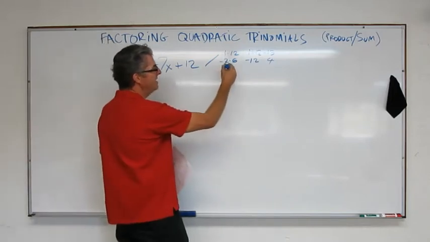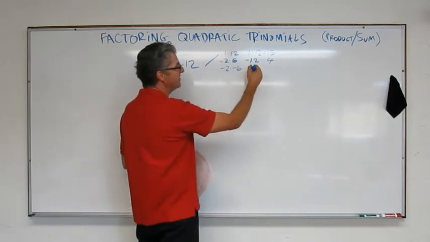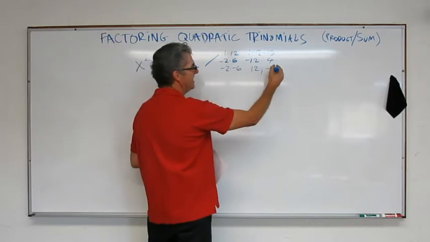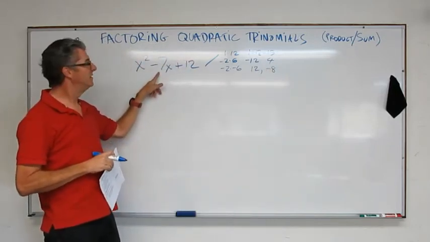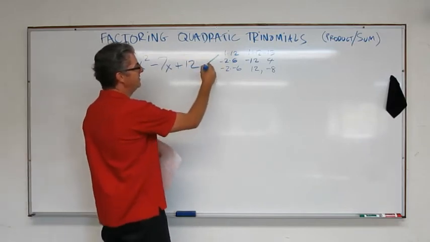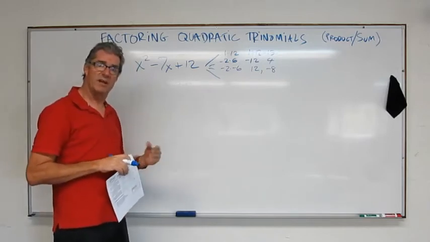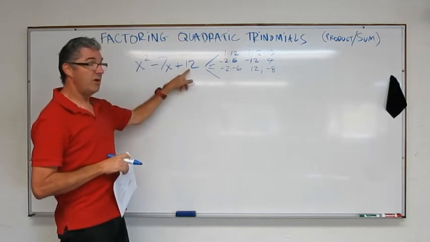How about negative 2 times negative 6? That's going to give us positive 12 for our multiplication. But when we add it up, we have negative 8, which is not negative 7. But we're getting closer. So what are our next factors of 12 that we can play around with? Let's try 3 and 4. Oh, guess what? 3 and 4 do add to 7, and they multiply to 12.